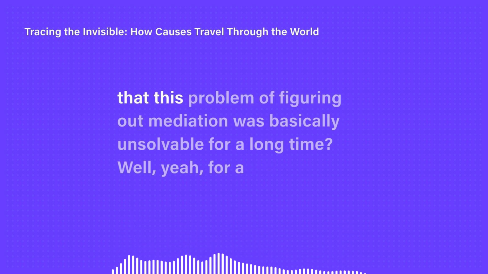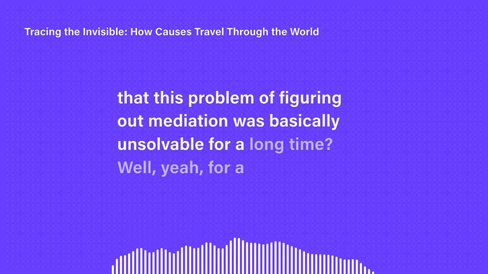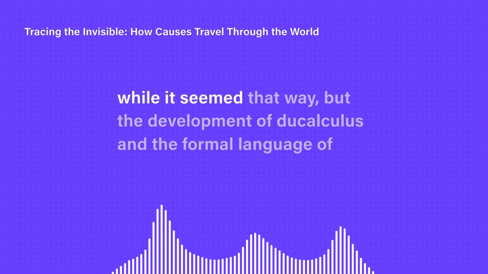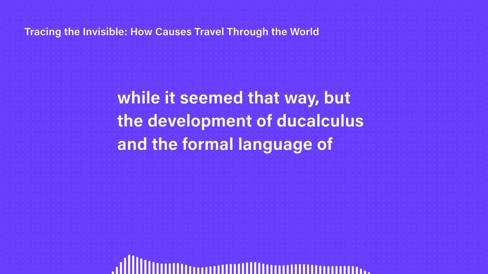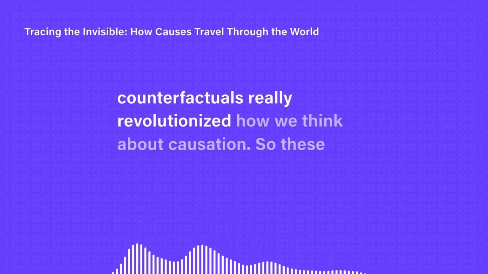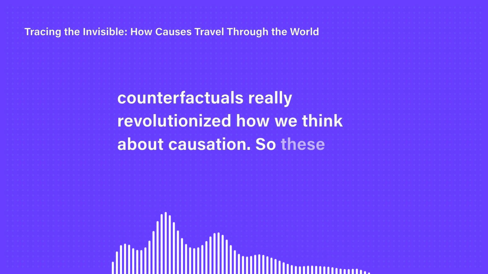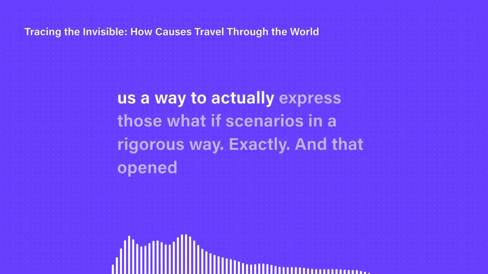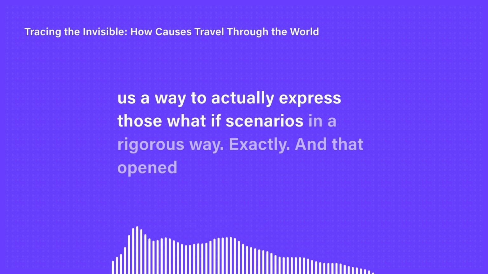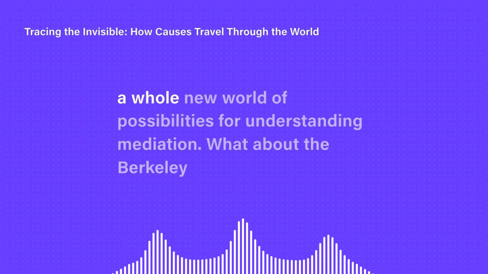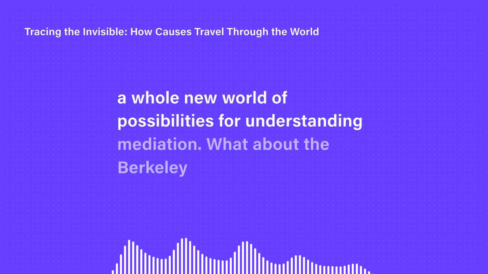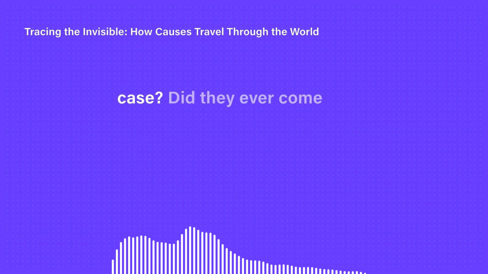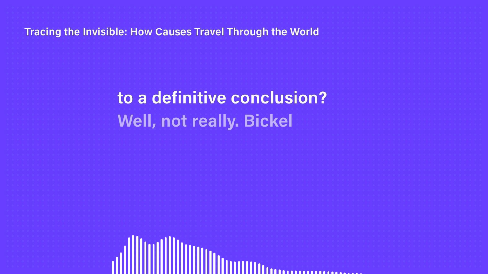So are you saying that this problem of figuring out mediation was basically unsolvable for a long time? Well, yeah, for a while it seemed that way, but the development of do-calculus and the formal language of counterfactuals really revolutionized how we think about causation. So these tools gave us a way to actually express those what-if scenarios in a rigorous way. Exactly. And that opened up a whole new world of possibilities for understanding mediation. What about the Berkeley case? Did they ever come to a definitive conclusion?